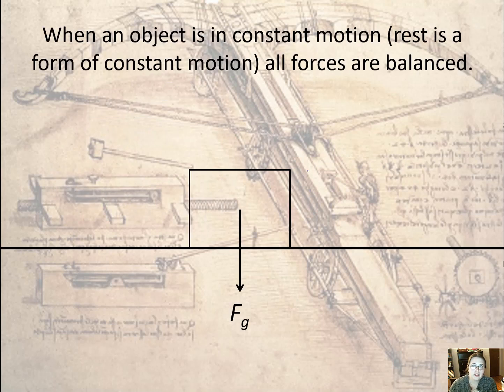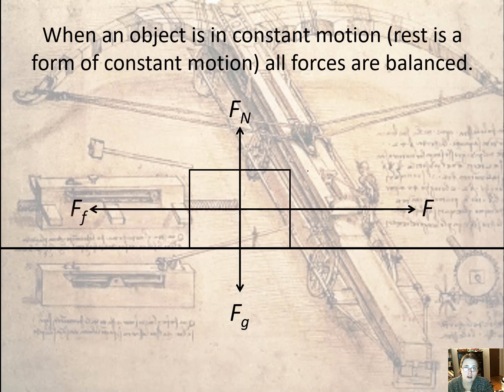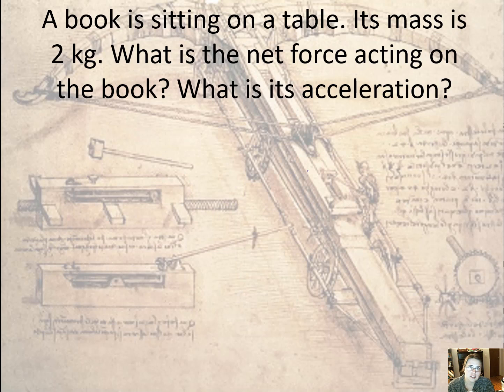So here, when an object is in constant motion, and rest is a form of constant motion, all forces are balanced. That's what equilibrium is. Whether it's static or dynamic, it doesn't matter, but equilibrium just means that all the forces are balanced. So the force of gravity is equal to the normal force, and the applied force is equal to the force of friction. So here's an example problem.